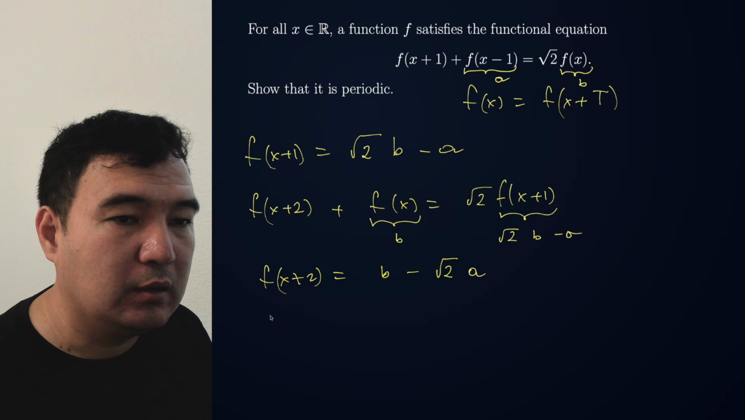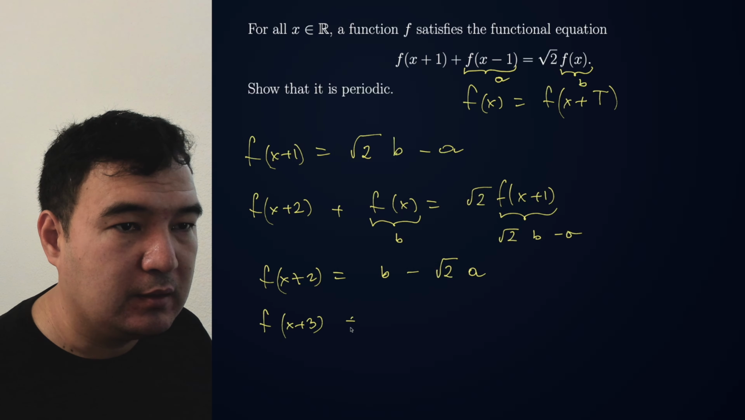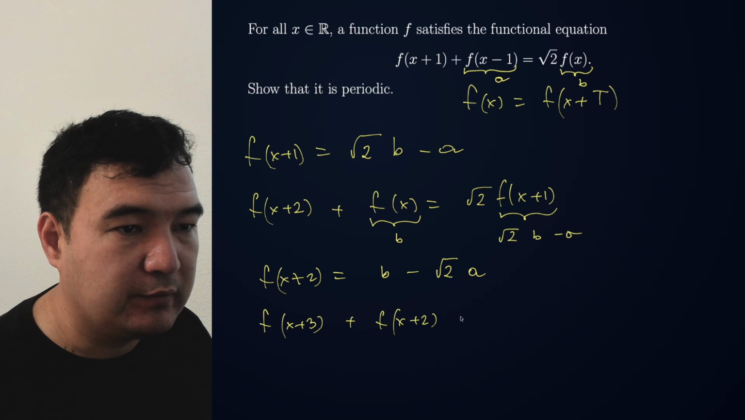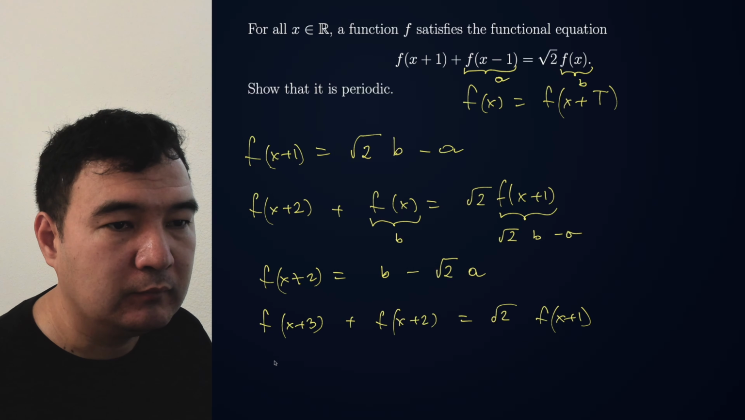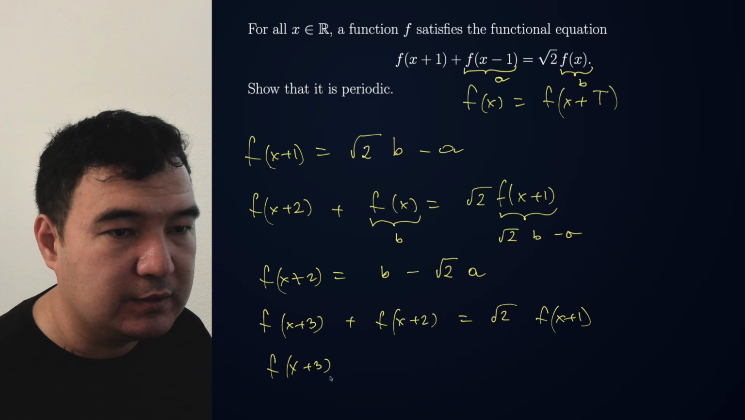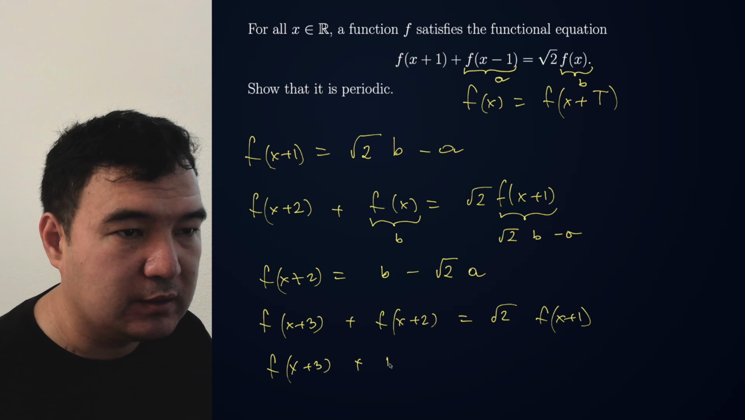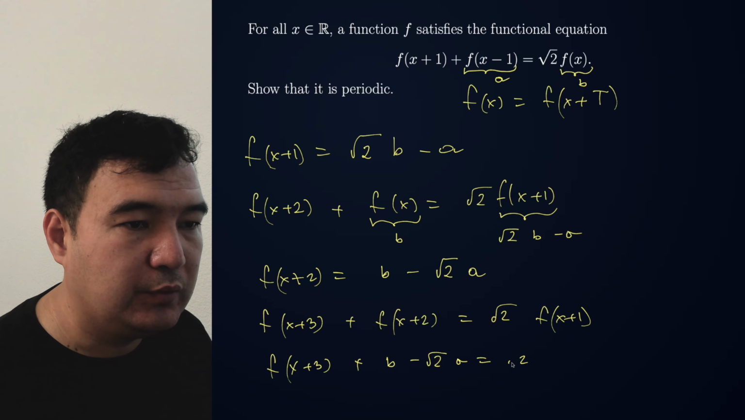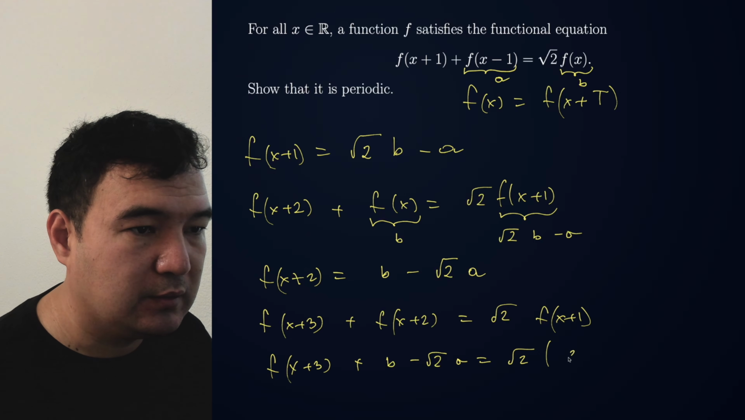Now let's move to f of x plus 3. Using the same equation, we write f of x plus 3 plus f of x plus 2 is square root of 2 times f of x plus 1. Then the expression for f of x plus 3 is, we know the value of f of x plus 2, that's b minus square root of 2 times a, and then square root of 2 times, and we know an expression for f of x plus 1, right? Minus a.